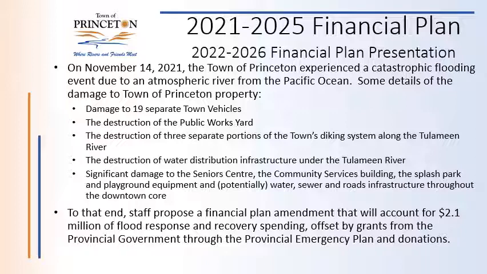There was also significant damage to the Princeton Senior Center behind the Save On Foods, the Community Services building downtown, the splash park beside it, the playground equipment in the park, and potentially water, sewer, and roads infrastructure throughout the town core. We'll explain this a little more when we get into the capital projects. But the water, sewer, and roads infrastructure is a significant potential risk to the municipality as we proceed into spring and things start to melt.